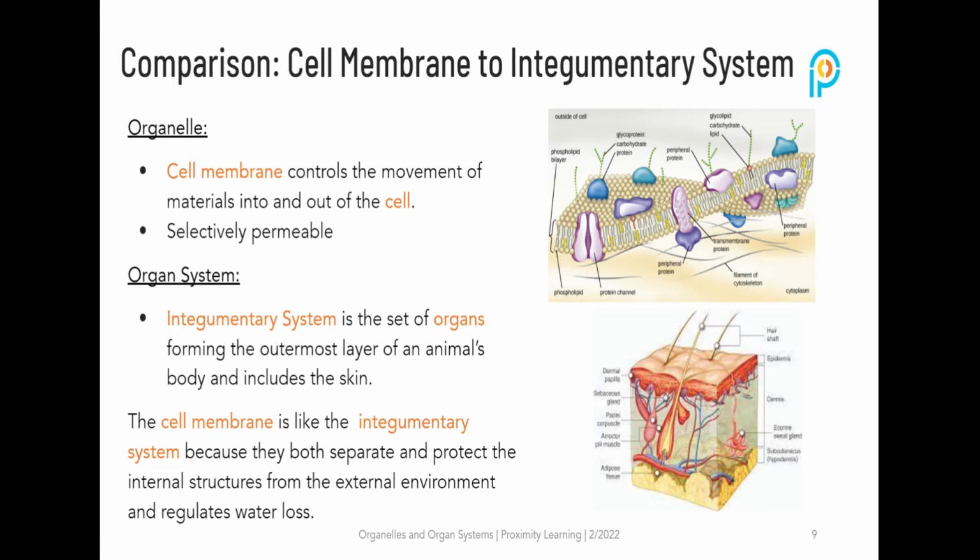That's the set of organs forming the outermost layer of an animal's body and includes the skin. So just like the video said, it's this fancy word that basically means your skin. So the cell membrane is like the integumentary system because they both separate and protect the internal structures from the external environment, and also they regulate water loss.